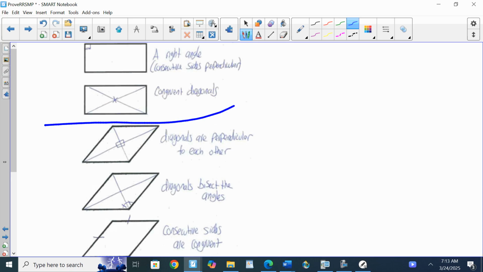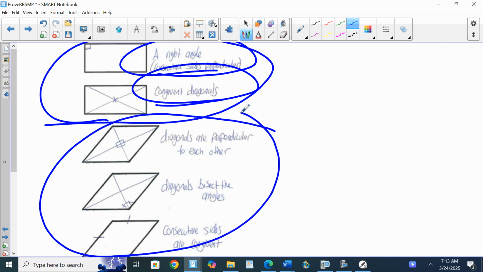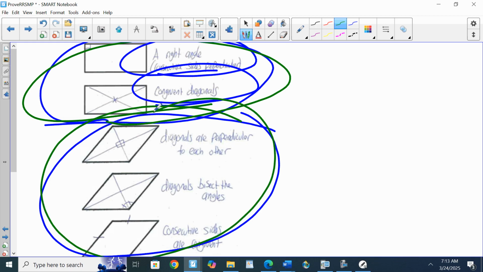parallelogram, and then prove one of the two rectangle proofs. A rectangle is a parallelogram with one of these or one of these. A rhombus is a parallelogram with diagonals perpendicular, diagonals bisect the angles, or consecutive sides congruent. And to prove a square, it needs to be a parallelogram with one of these and one of these.